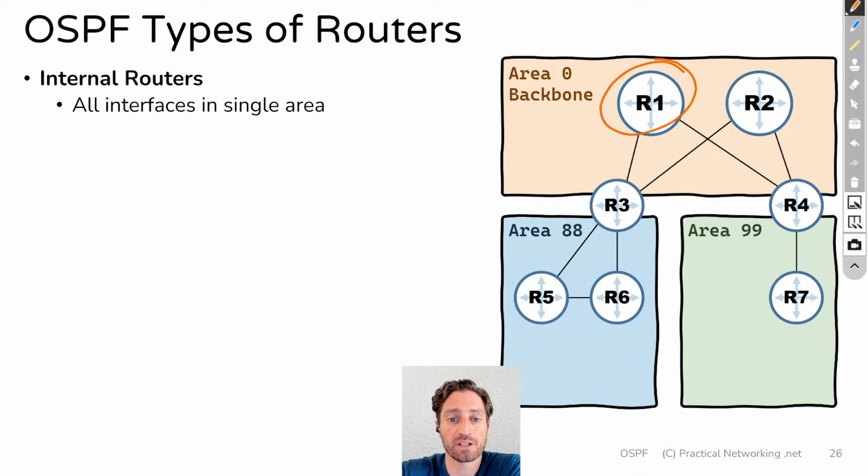So router 1 is an internal router. Router 2 is an internal router. Notice all of those routers' interfaces are in area 0. Router 5 and 6 are also internal routers. All of their interfaces are in area 88. Router 7 is also an internal router.